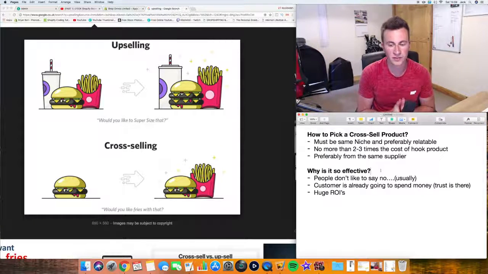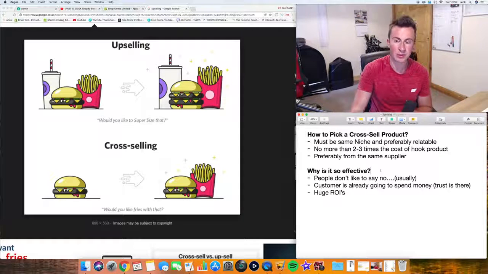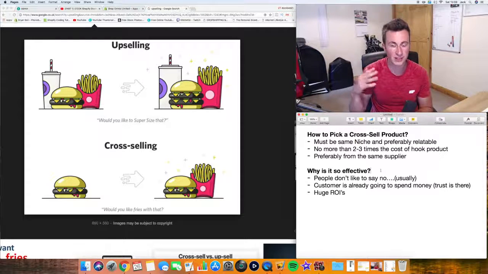Why is cross-selling so effective then? Point 1, people don't like to say no usually. This kind of goes hand in hand with point 2 actually, which is the customer is already going to spend money, the trust is there. Whether people think about it or not, there's certain barriers in their mind that they have to overcome and satisfy themselves before they're going to spend money with you. And once they have overcome those barriers, then trying to sell them something on top or get them to spend a little bit more is going to be easy.